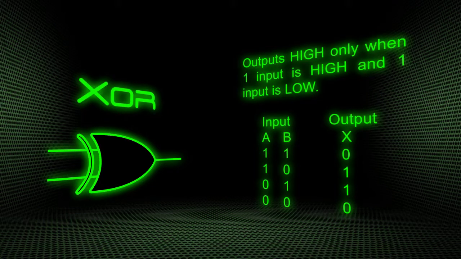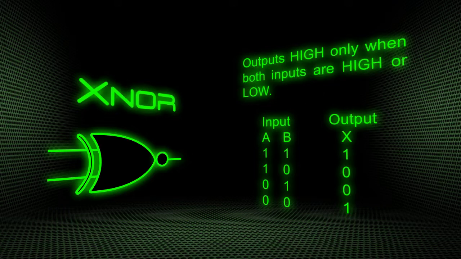XOR gates, also known as the exclusive OR gates. Its output is only 1 when both inputs are the opposite of each other. XNOR gates, also called the exclusive NOR gates, has an output of 1 only when all inputs are the same value.